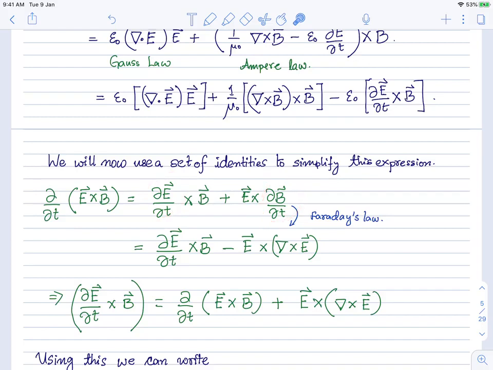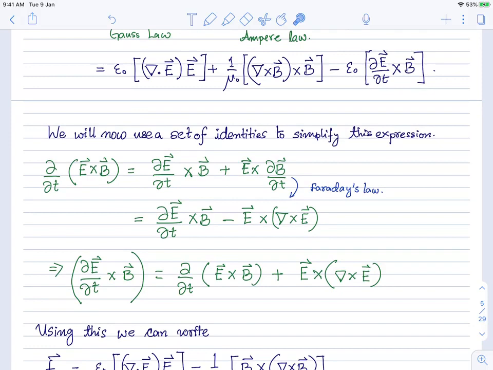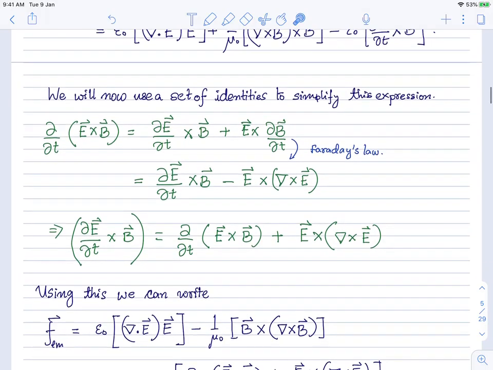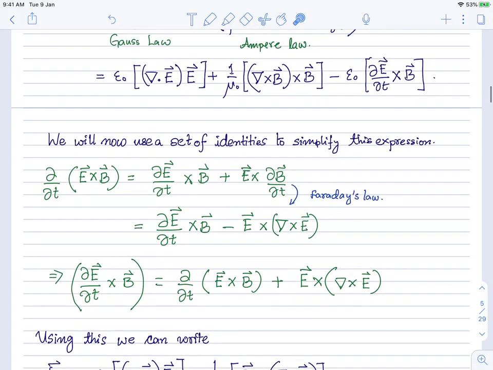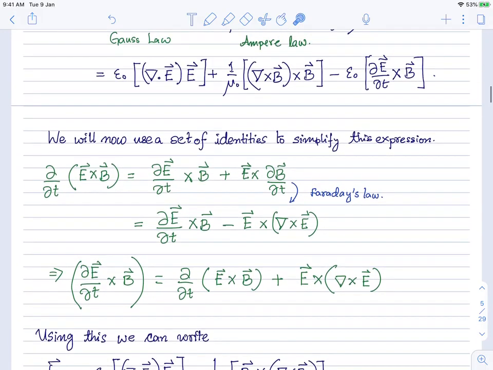Now this term we'll let remain as it is. But for ∂B/∂t, we use Faraday's law to convert ∂B/∂t into minus curl of E. So we get an E cross curl of E in this expression. If we flip the sign of this term, then we'll get a B cross curl of B, and here also one term is generated, which is E cross curl of E.